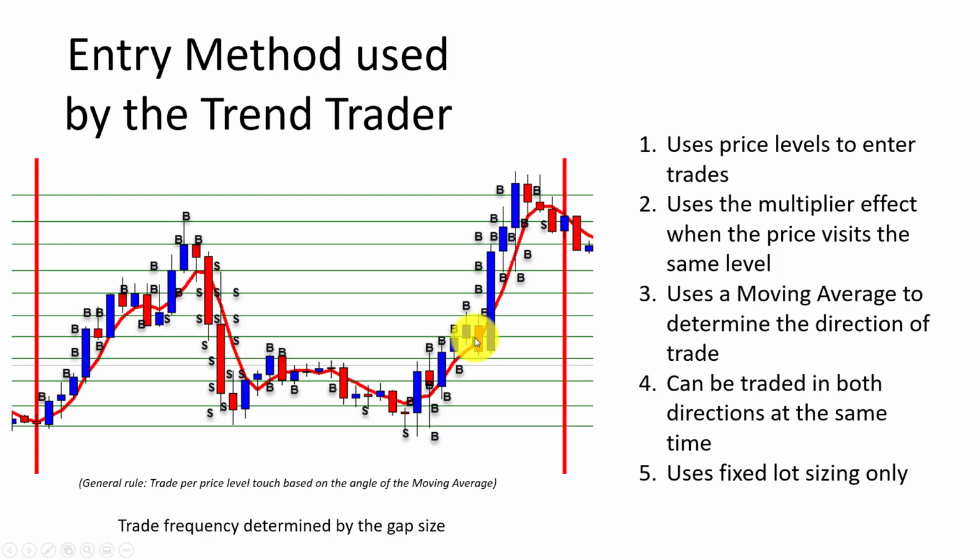So that's what we call the multiplier effect. The price is visiting the same price level over and over again. So it just touched there again, bought there, and I think there's a few buys missing here, but it went up, buy, went down again, bought, went up again, bought, went up again, bought, went down again, bought, and then it bought on the way up again, bought there, and so on. So as you can see, that's the rule for the trend trader. It basically trades price levels, and it will trade in the direction the moving average is pointing at the time that the price visits a price level.